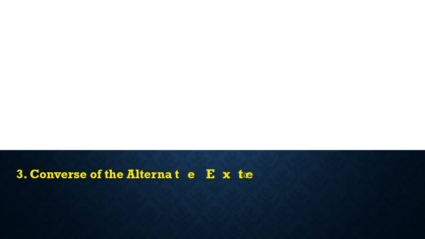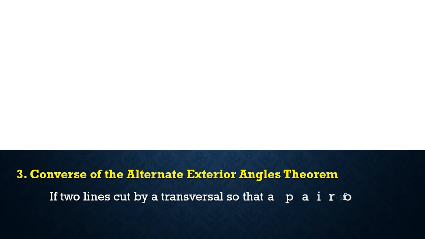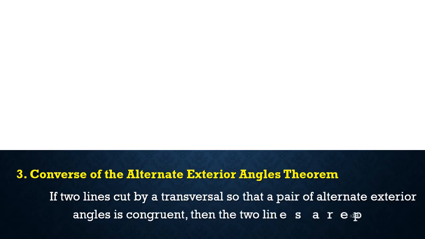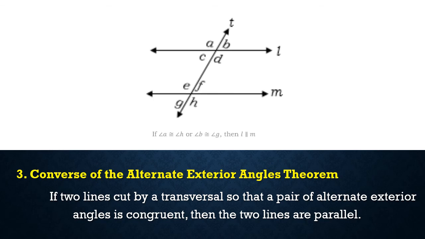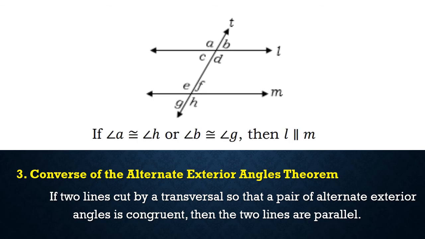Number 3, converse of the alternate exterior angles theorem. If two lines are cut by a transversal so that a pair of alternate exterior angles is congruent, then the two lines are parallel. Here is our illustration. If angle A is congruent to angle H, or angle B is congruent to angle G, since they are a pair of alternate exterior angles, then line L is parallel to line M.